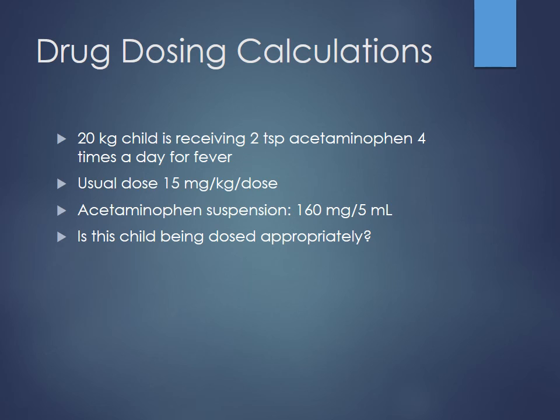So, pretty close. So I say, okay, maybe give him a little bit less. Here's a dosing syringe. You can draw up 9.4 mLs. But yeah, you're not overdosing your kid.